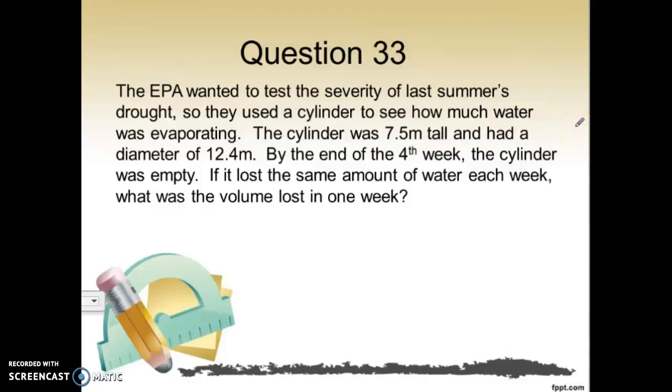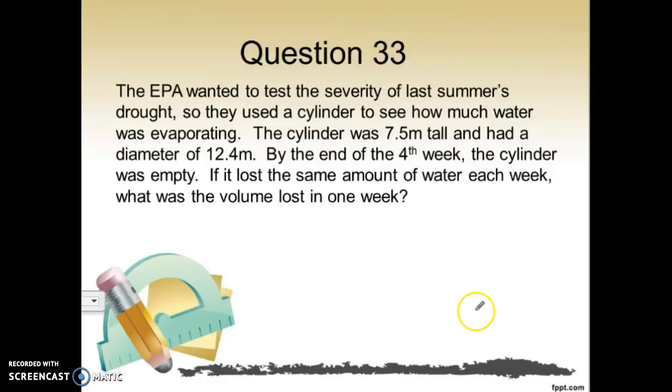Right, so here we are. We're going to check out a problem similar to question number 33 on your interim assessment number 4. It says the EPA wanted to test the severity of last summer's drought, so they used a cylinder to see how much water was evaporating. The cylinder was 7.5 meters tall and had a diameter of 12.4 meters. By the end of the 4th week, the cylinder was empty. If it lost the same amount of water each week, what was the volume lost in 1 week?